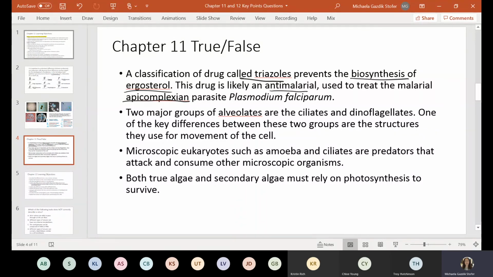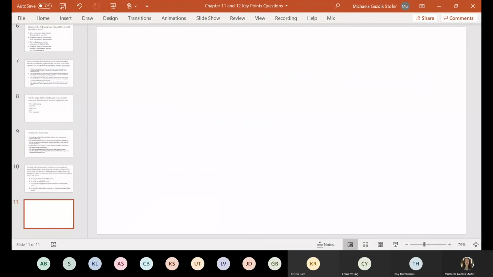So what do you guys think? Do you think that's a true statement or a false statement? Go ahead and type the answers into the chat. And if you're not sure, you get a 50-50 chance. Okay, so I'm seeing a couple trues, got a false in there. So let's talk about this one.